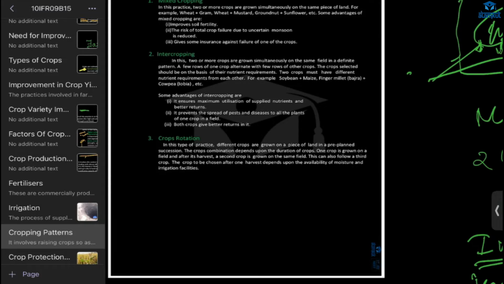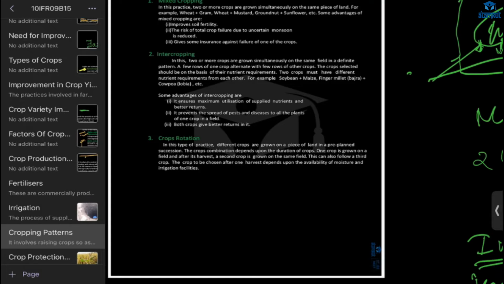Ma'am, it's like at some time some crops grow, and then another crop grows on the same piece of land. It's kind of like rotation. One plant is planted, after that it is harvested, and after that the next different plant is planted, one after another.